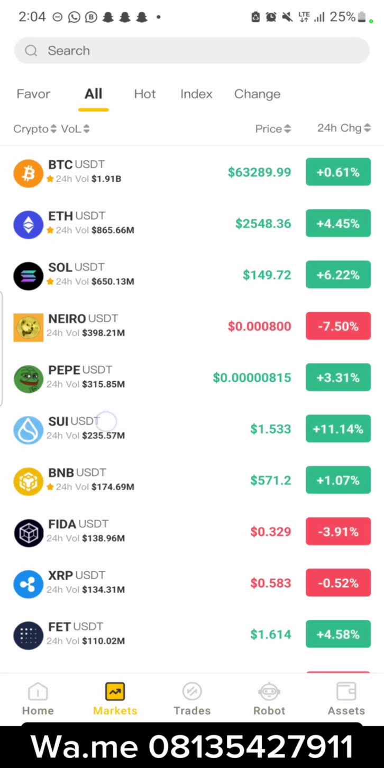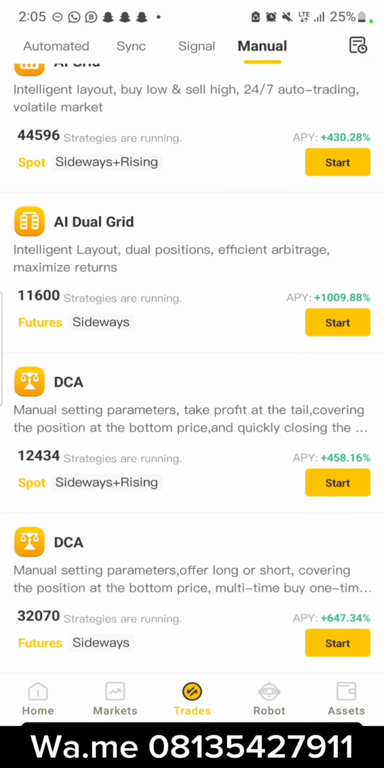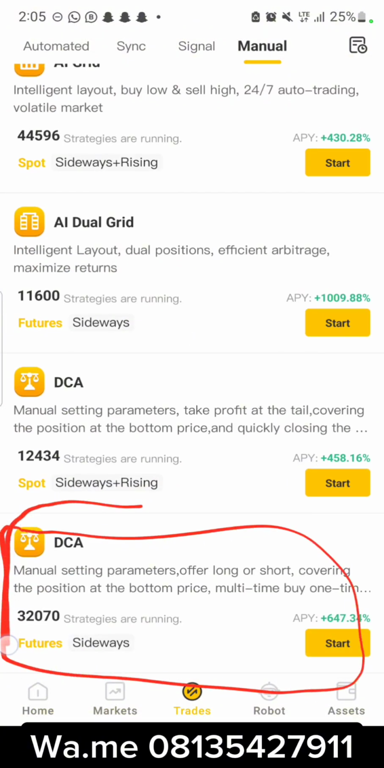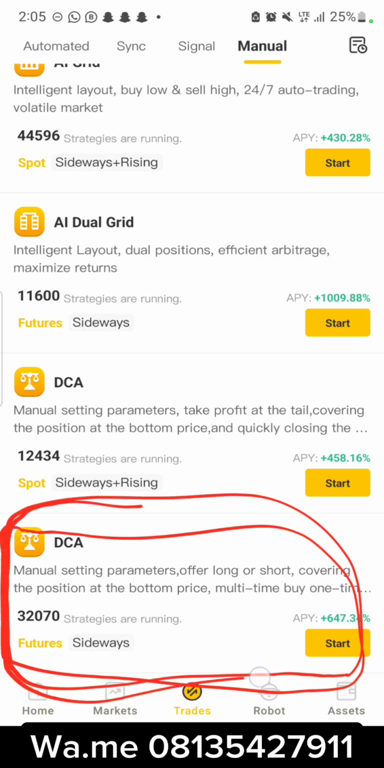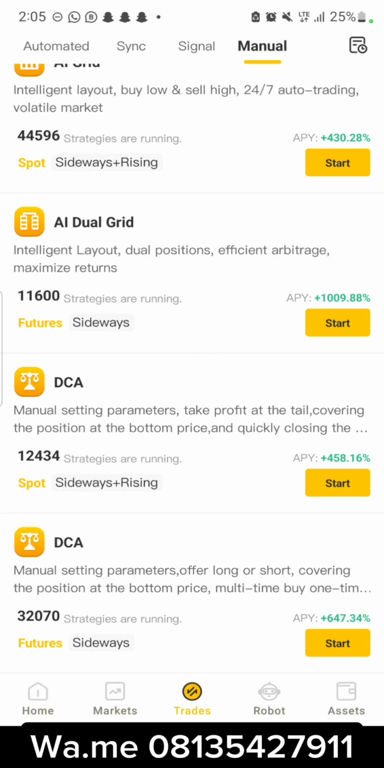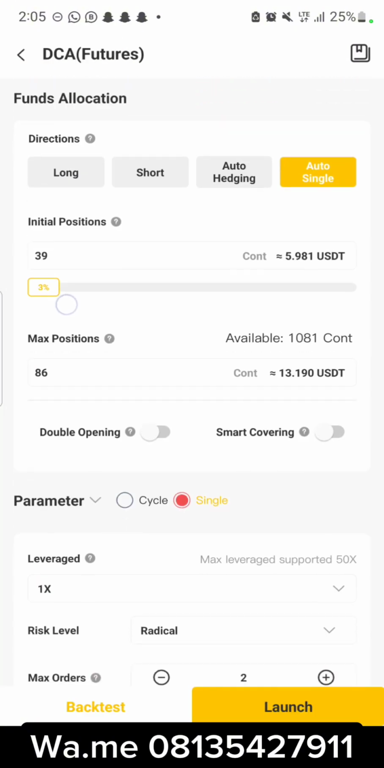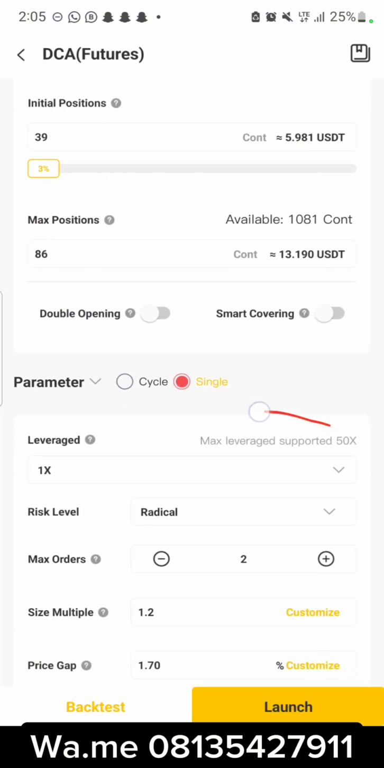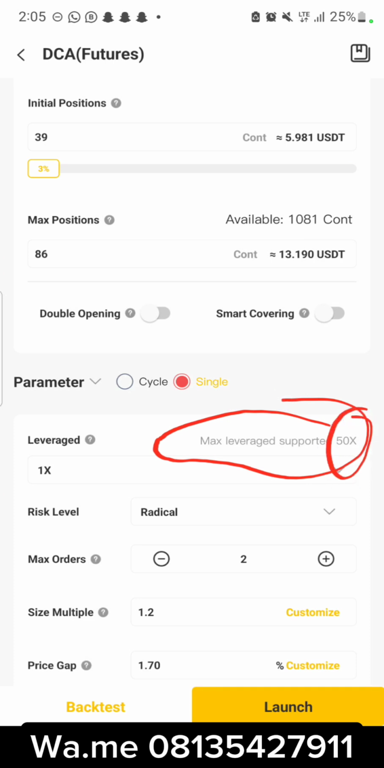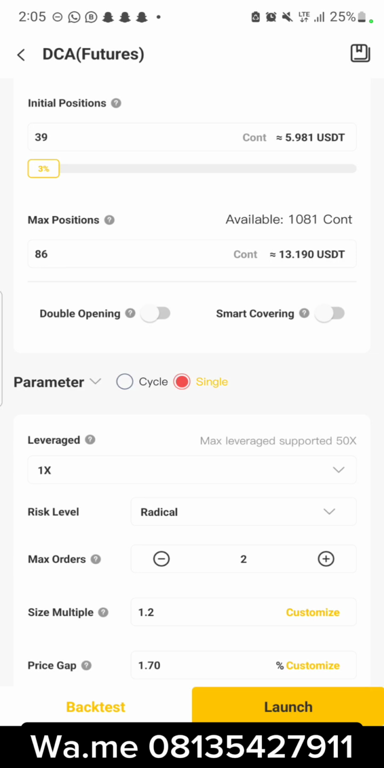Now I want to trade SUI. So you tap on SUI, you move down to this last side, futures sideways. This formula, you can use it anywhere, but not all coins you can trade with it, because not all coins have 50x leverage. So you click on start. Now let me show you something. SUI is supported in Binance and is also supported with 50x leverage. So pay attention before you set any trade. First of all, check if that coin supports 50x leverage.